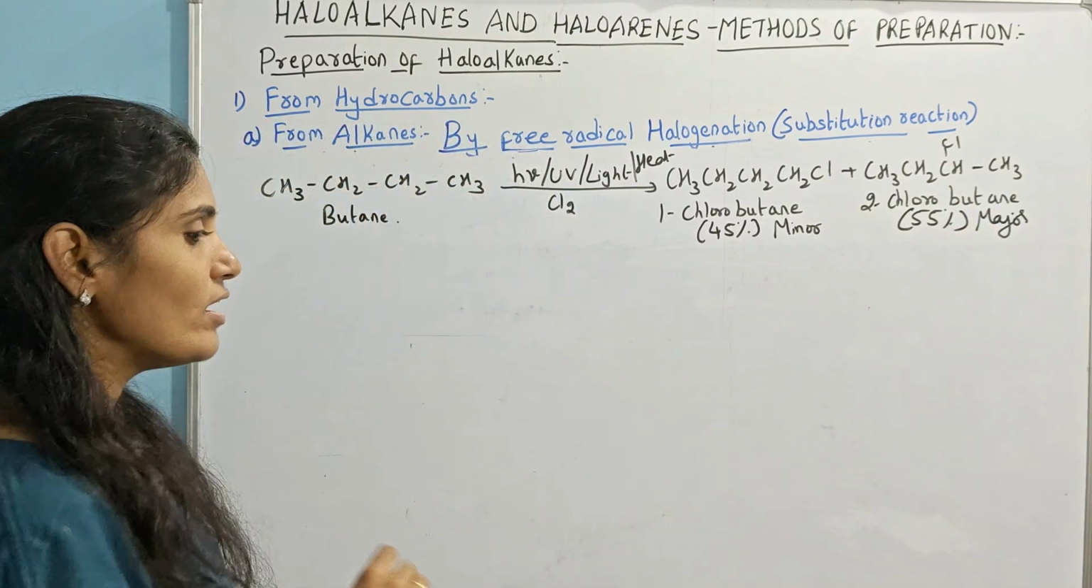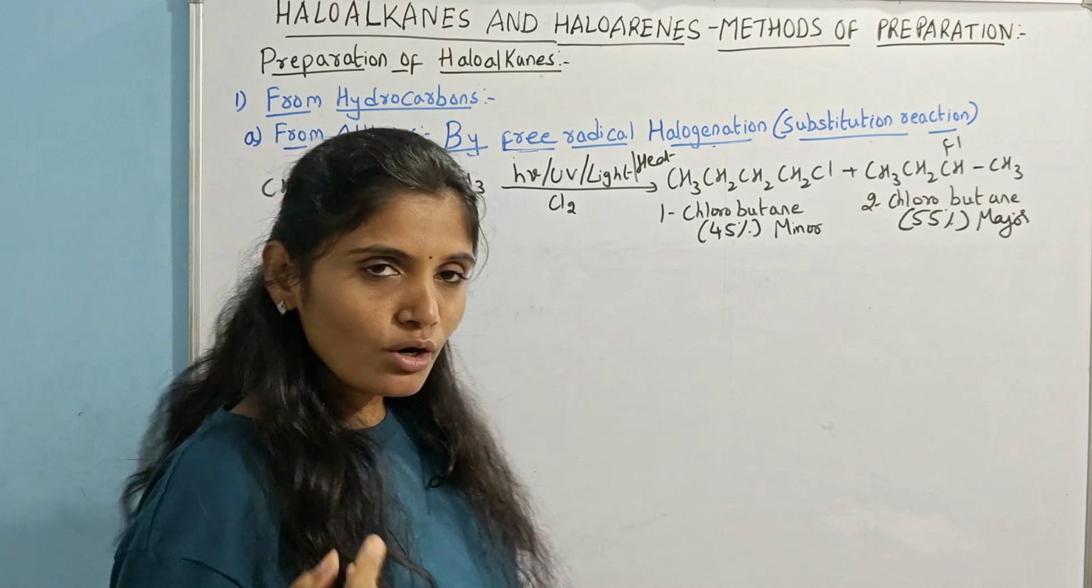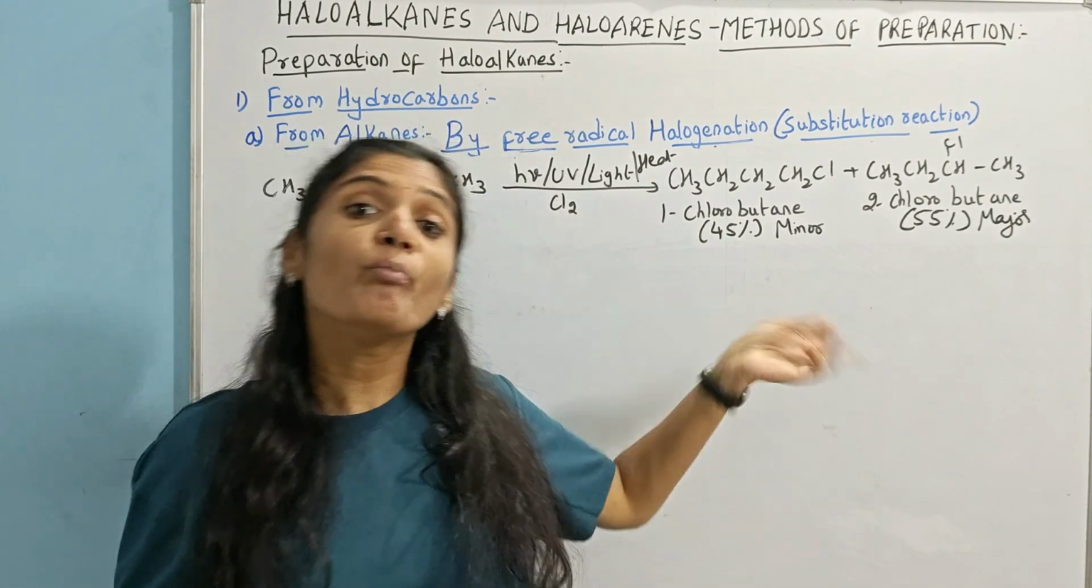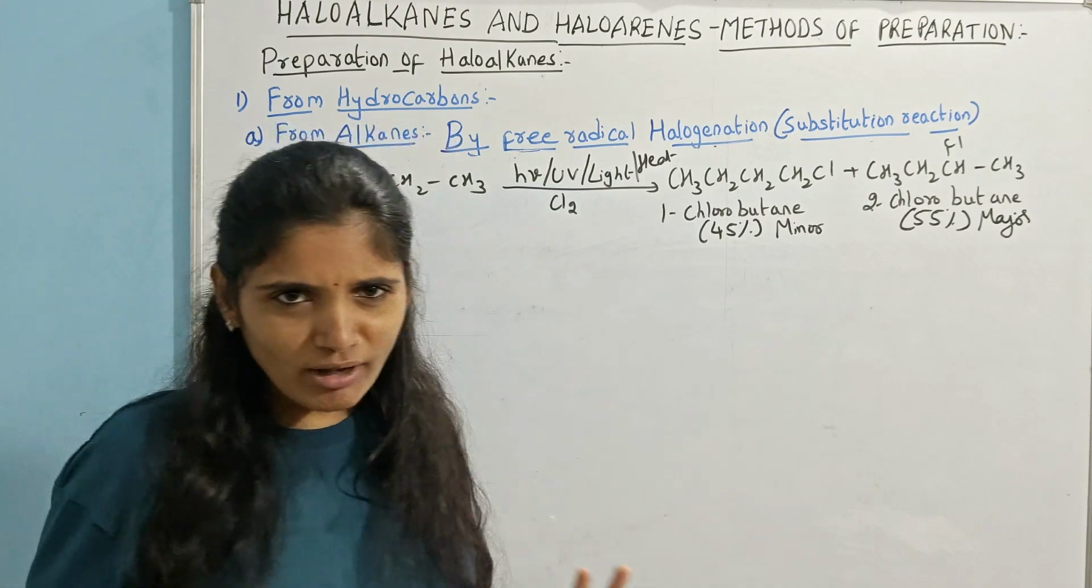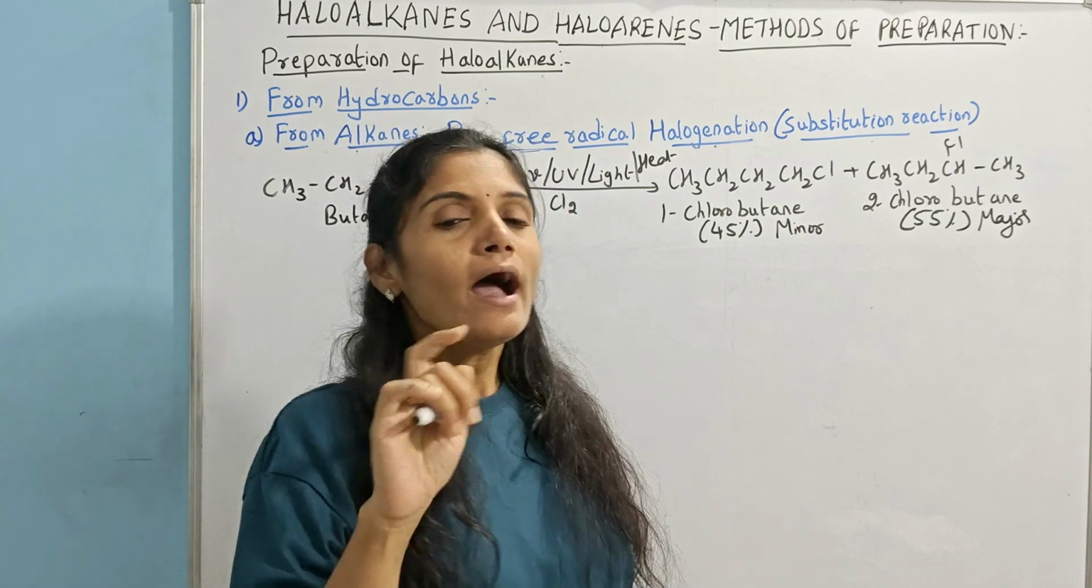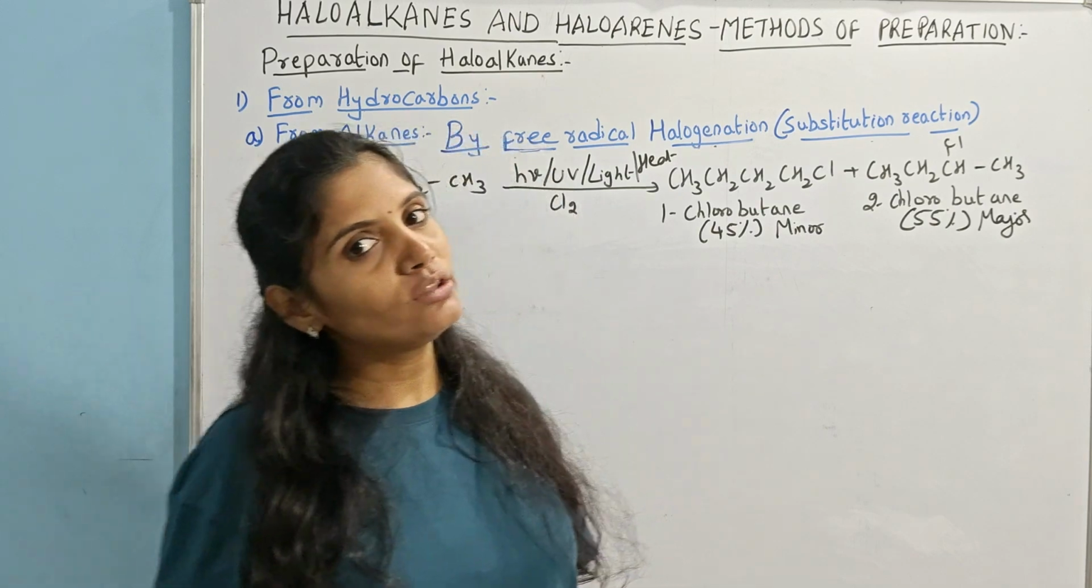When I started the class, I gave you an introduction where I told you there is every possibility that we get isomeric haloalkanes. Am I right? I told you they can be isomers. That is the reason it is very difficult to separate them. I'll throw a little light on that concept now.